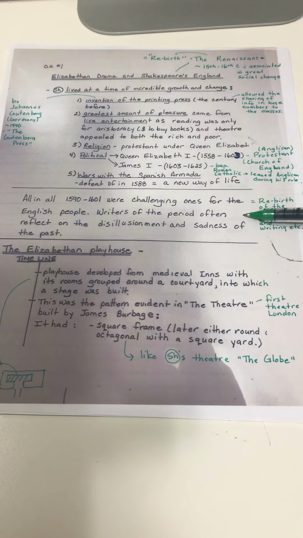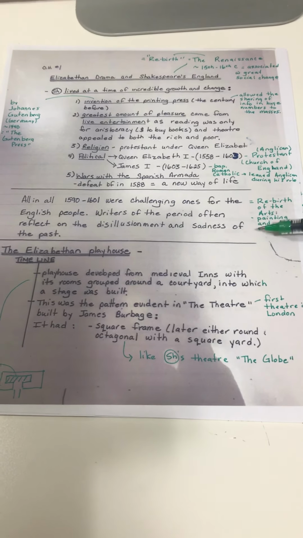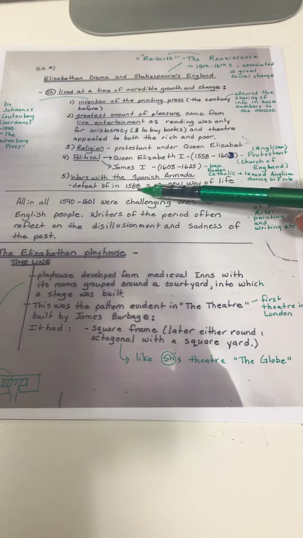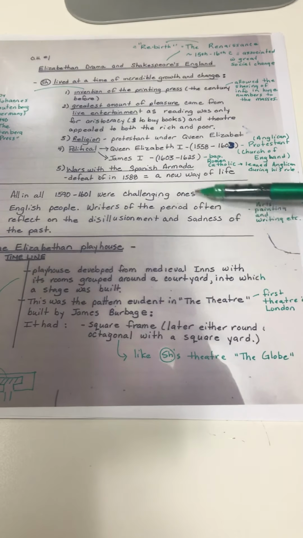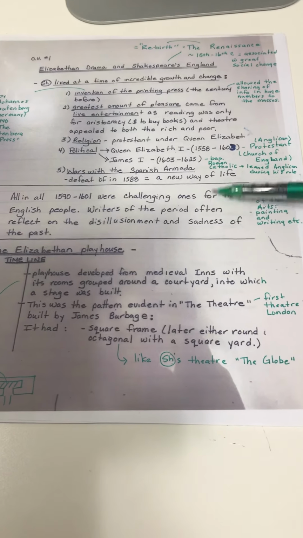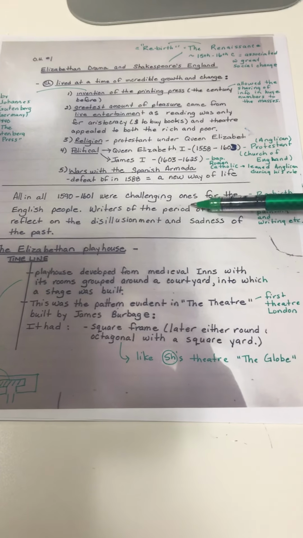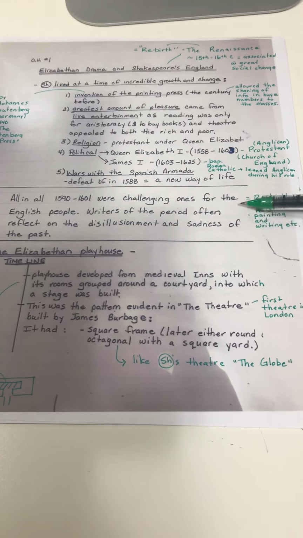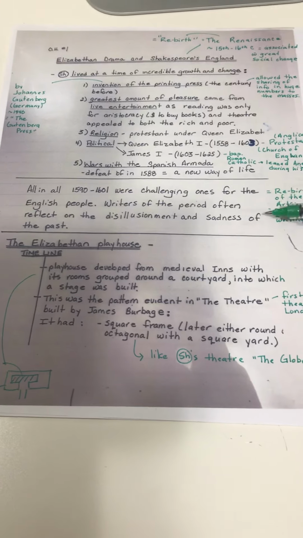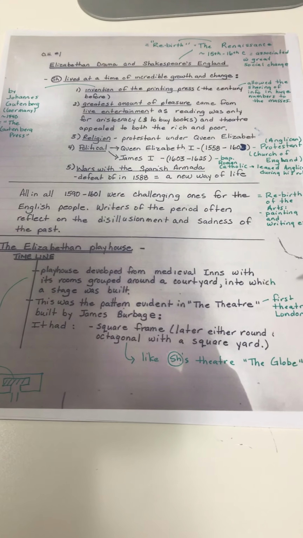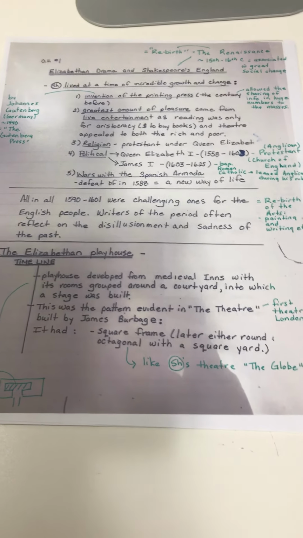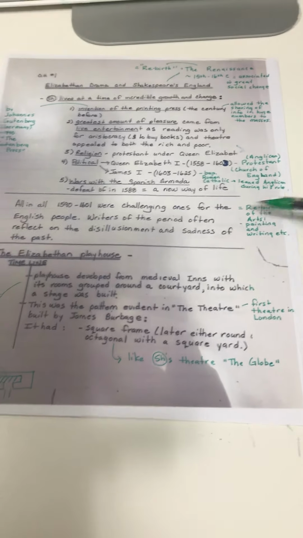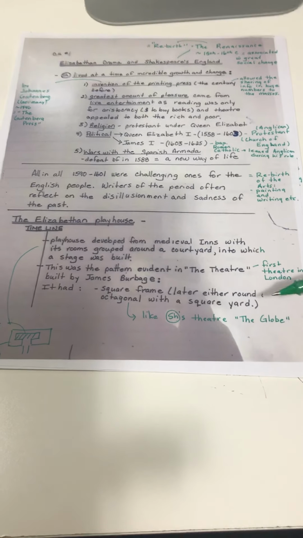Writers of the period often reflect on the disillusionment and the sadness of the past. So certainly, in the years following this defeat of the Spanish Armada, a lot of writing did reflect on how sad and how distraught living through this period was, right? Because people would have lost loved ones and had new understandings of how very often in war there isn't a clear winner, right? Okay, let's take a look here at the Elizabethan Playhouse itself.